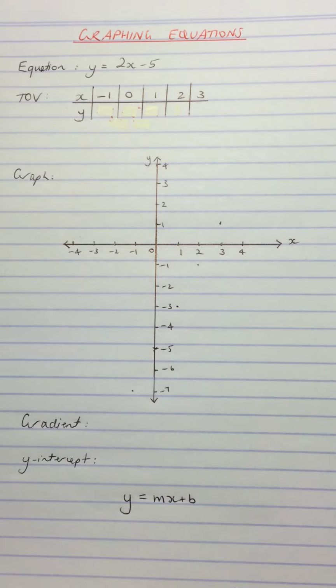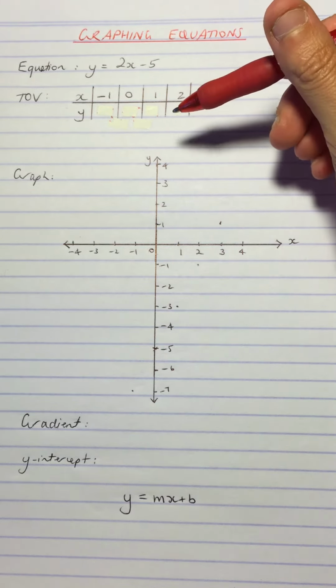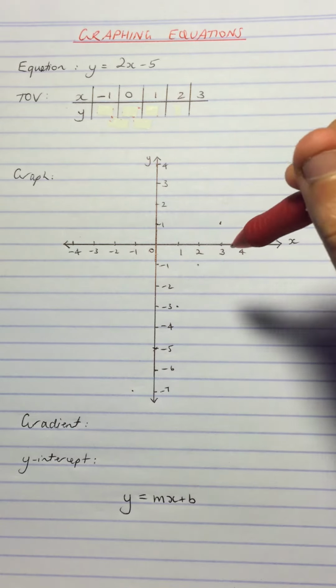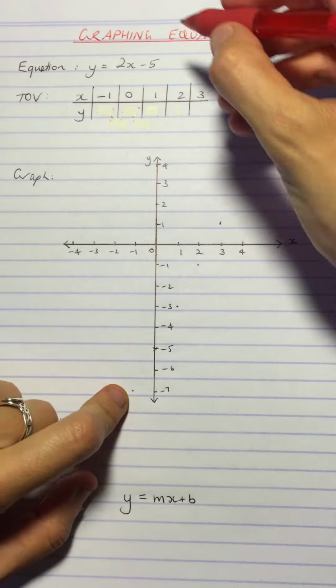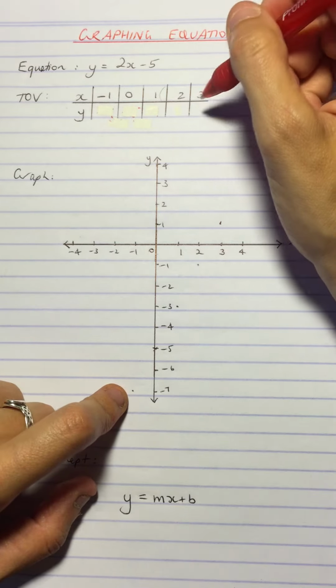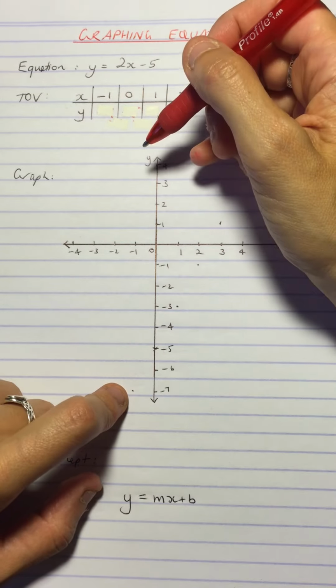This tutorial is about graphing a straight line from its equation and having a look at the relationship between the equation, the graph, and its gradient and y-intercept. So the equation I've chosen is y equals 2x minus 5. I'm going to substitute the x values into that equation and find the matching y values.